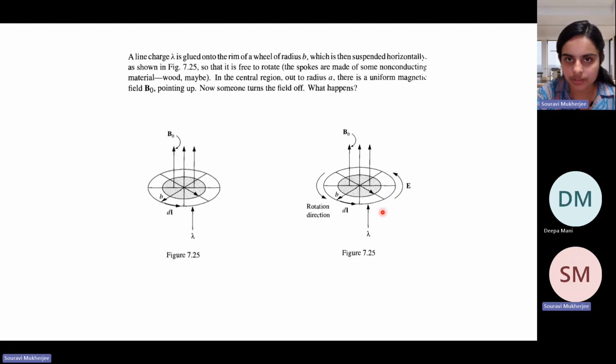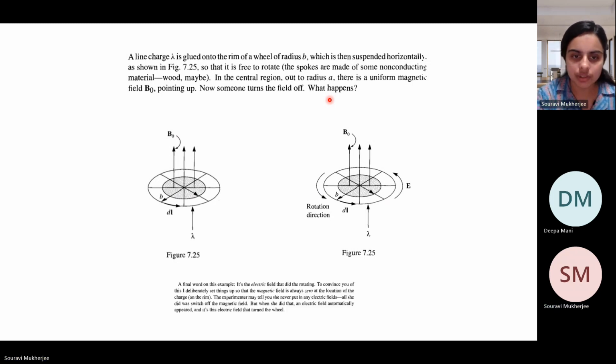There should be a rotation that will happen because of this induced electric field. The motion of the charges will be such that the induced current generated would try to increase the flux that is linked to this region, right? So this is how electromagnetic induction manifests itself in physical systems.